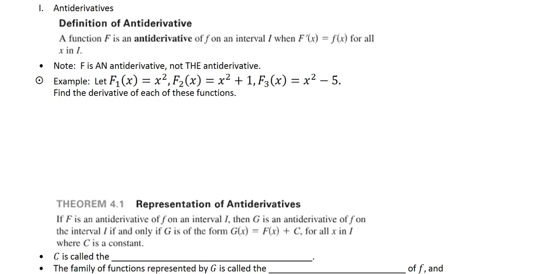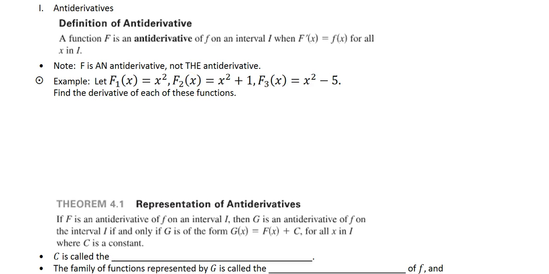In this section, we're going to be talking about antiderivatives. So the definition of an antiderivative says that a function capital F is an antiderivative of little f on an interval I when capital F prime of x is equal to little f of x for all x in I. So we're looking for the function whose derivative is little f. Now, one thing that's important to note is that F is an antiderivative, it's not the antiderivative.